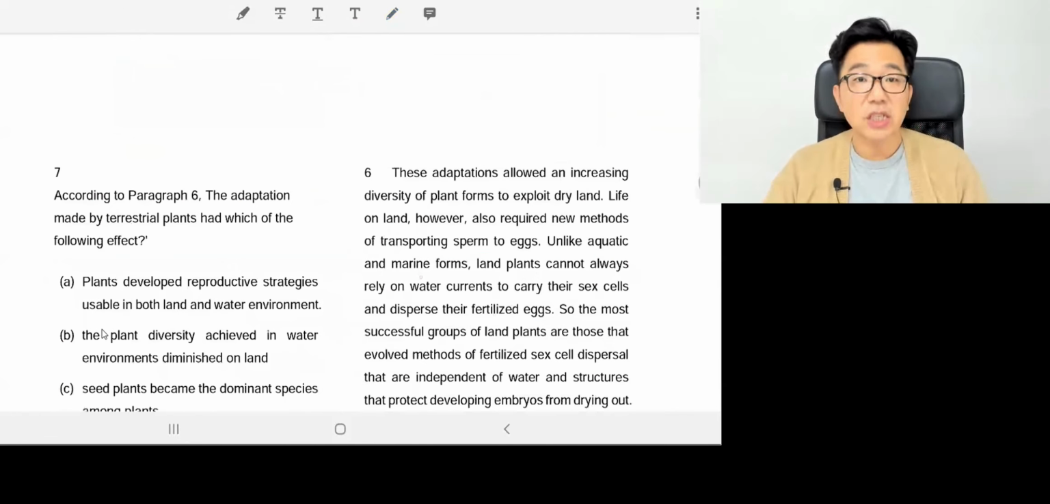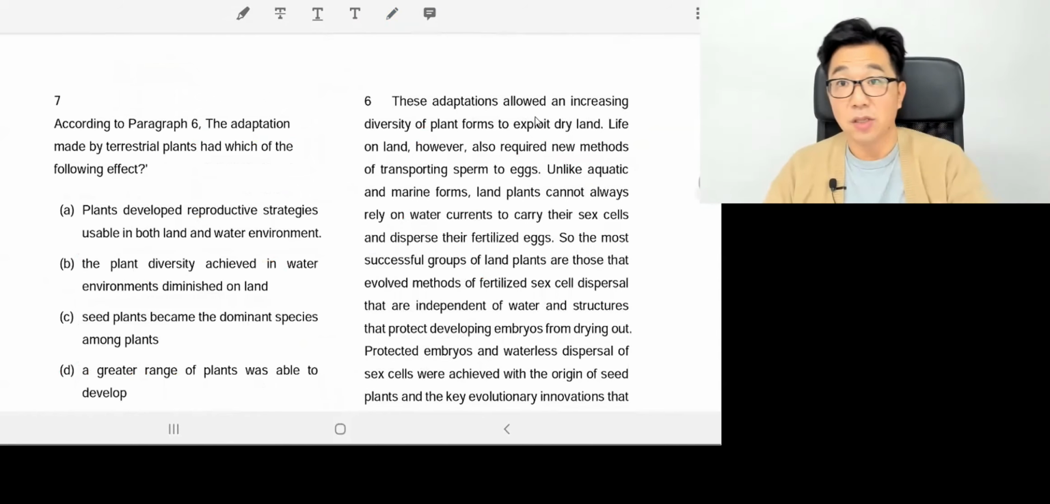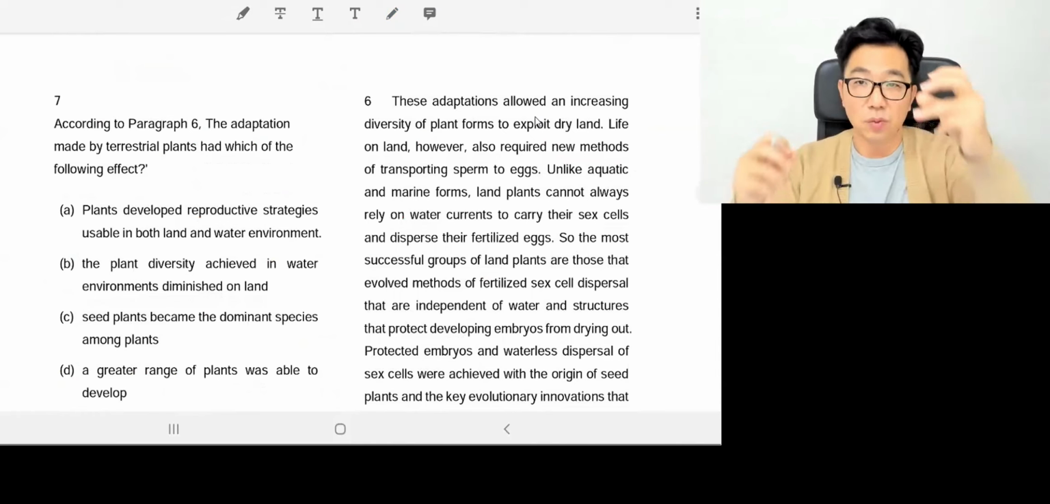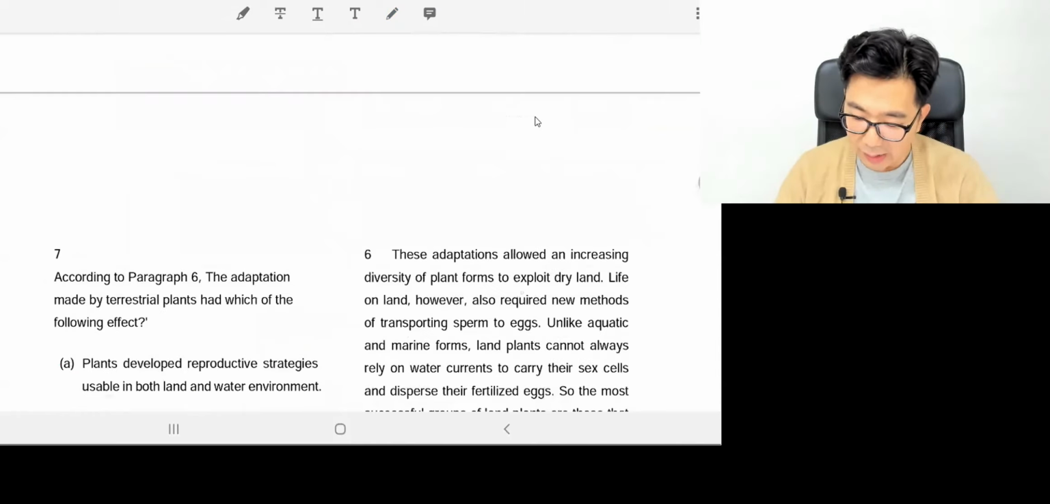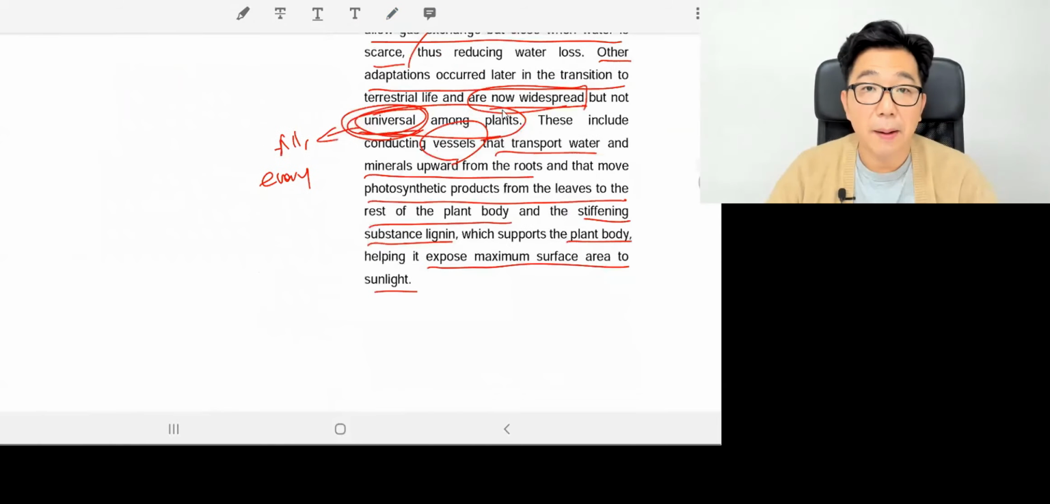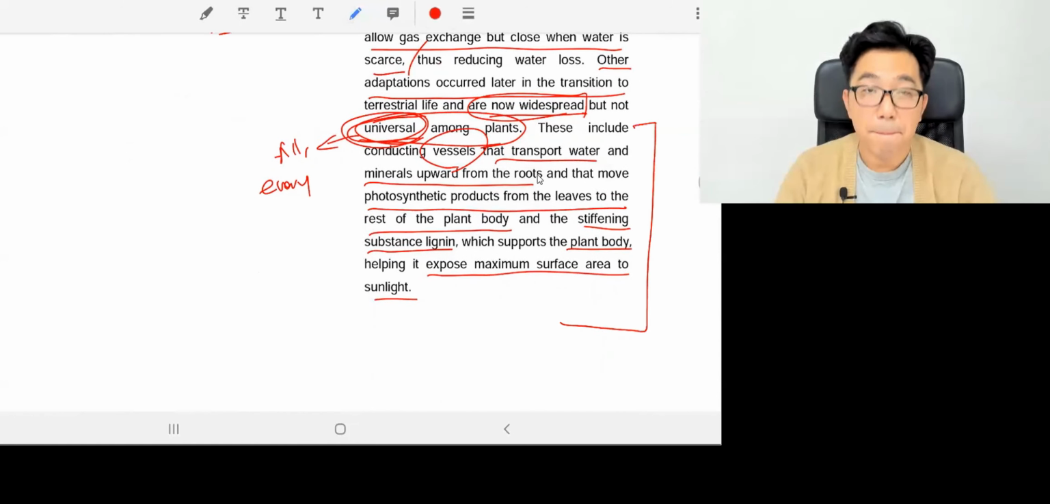All right, moving on to question 7, paragraph 6. These adaptations allow, so these adaptations, having stems and vessels and leaves and wax cuticles and the later adaptations as well.